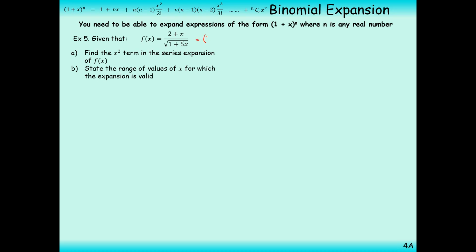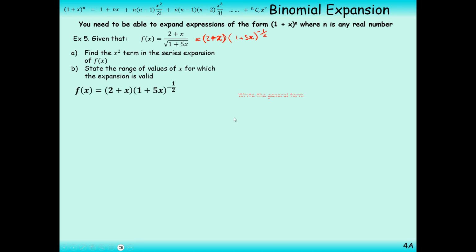You can write this as 2 plus x multiplied by 1 plus 5x raised to the power of negative half. We leave 2 plus x alone because that doesn't have any powers on it. We just leave it for the last step of our calculation. We just need to make sure everything's multiplied by it, because all the answers that involve x squared will come from 2 plus x multiplied by our binomial expansion.